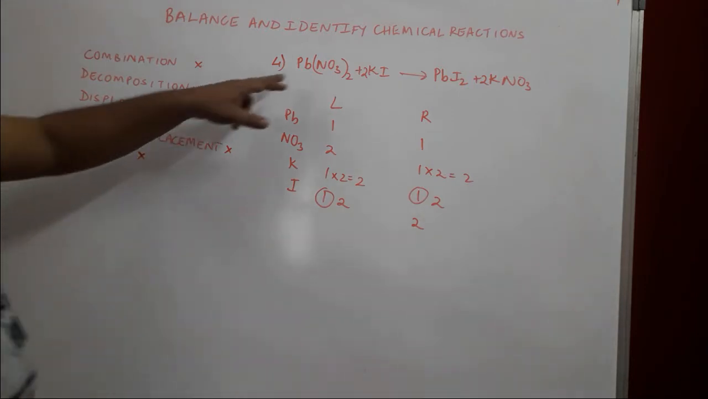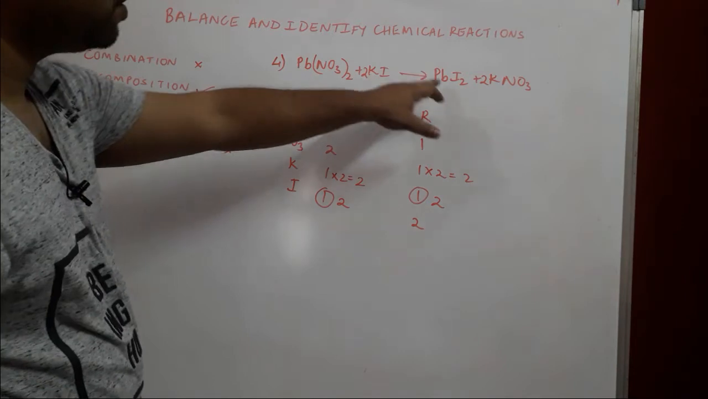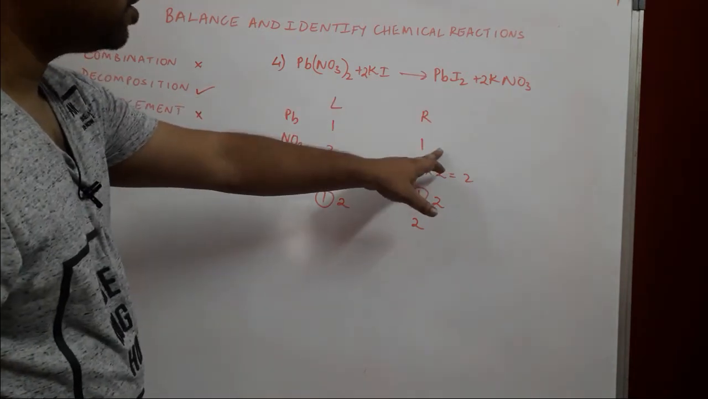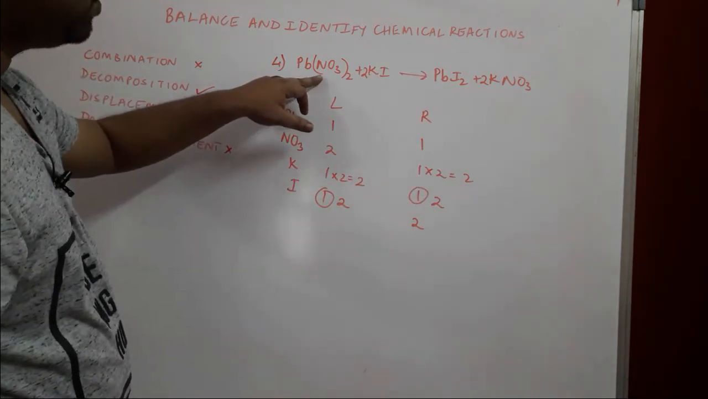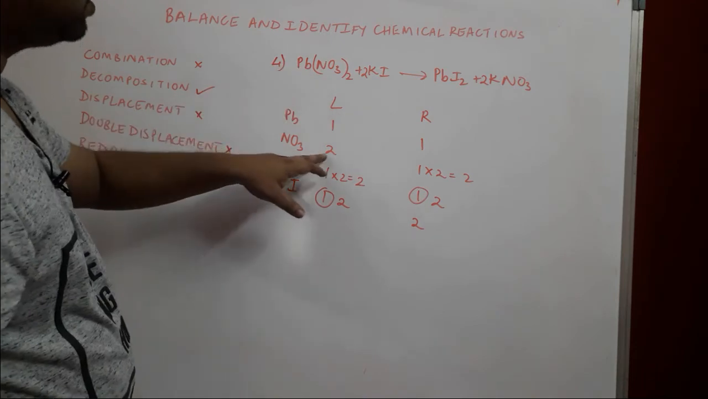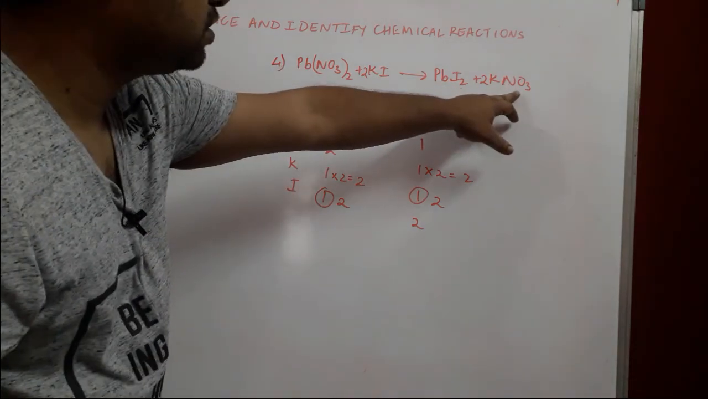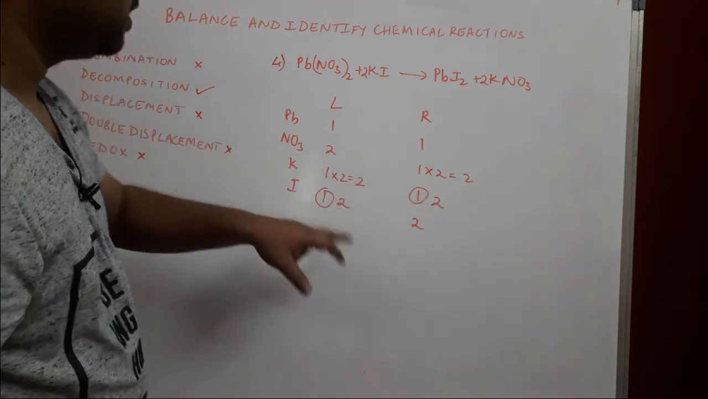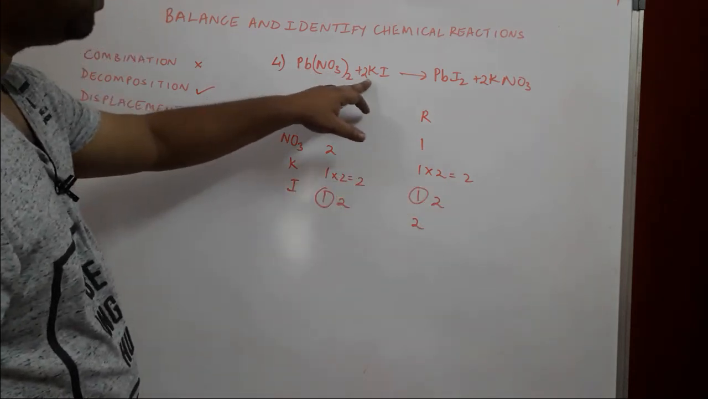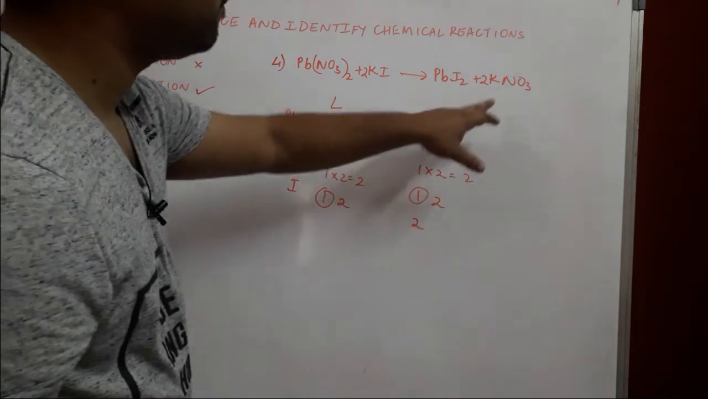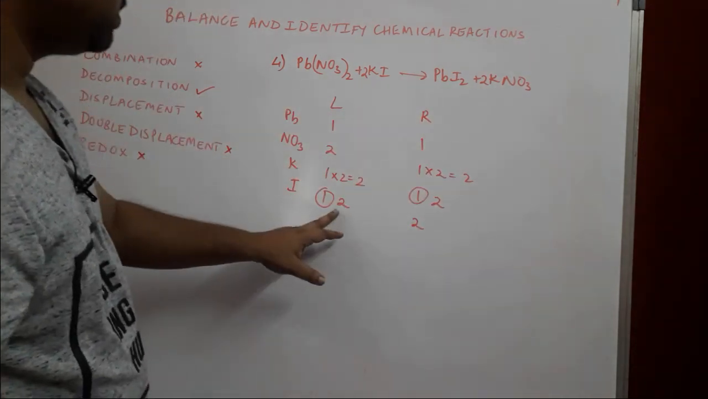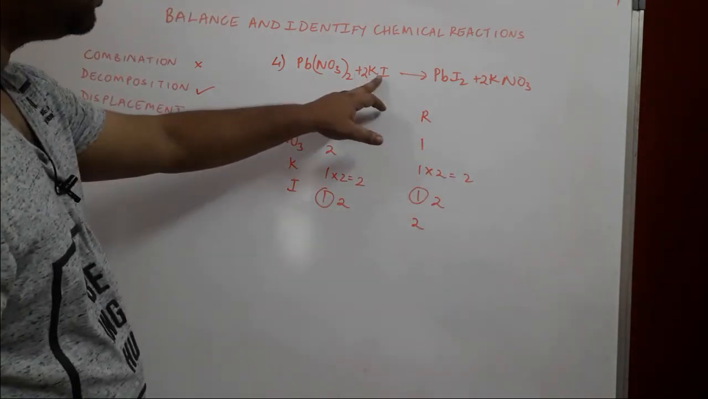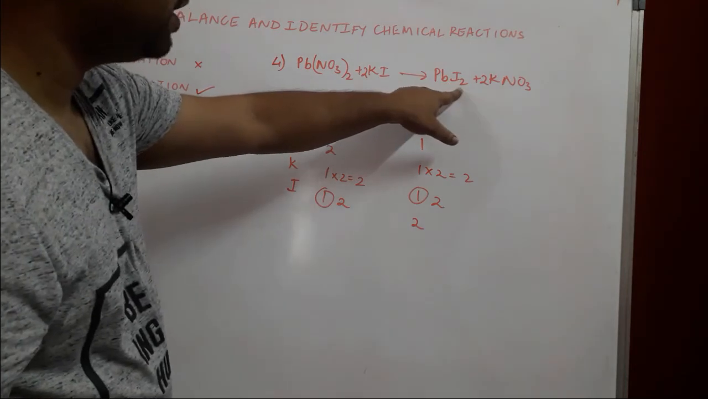So we have one lead on the reactant side, one lead on the product side, 2 nitrate on the reactant side and 2 on the product side. Then 2 atoms of potassium on the reactant side and 2 atoms of potassium on the product side. Similarly, 2 atoms of iodine on the reactant side and 2 atoms of iodine on the product side.